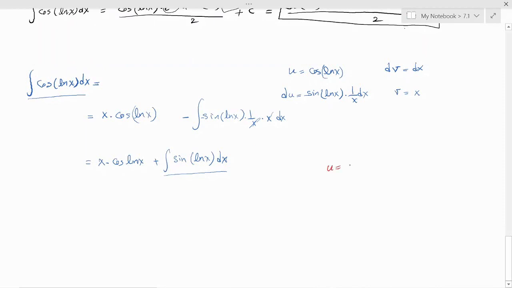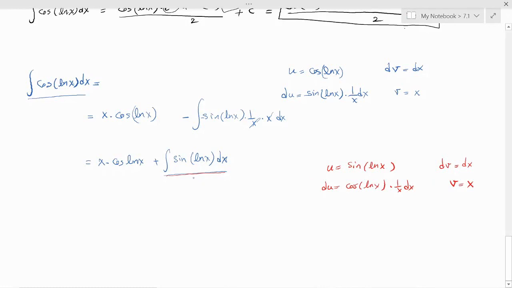So I'll say u equals sine ln x. I'm trying to calculate this integral. And then dv, I call it to be dx. The derivative of u would be, again, chain rule, the derivative of sine is cosine, evaluated at ln x, multiplied by the derivative of ln x, which is 1 over x dx. On the other side, the integral of dv is simply v, and v equals x. So what do we have here?